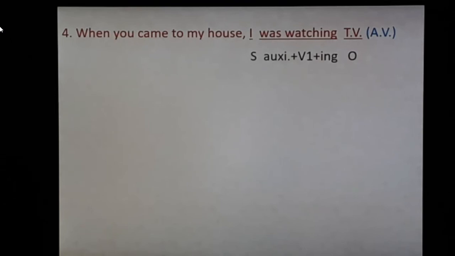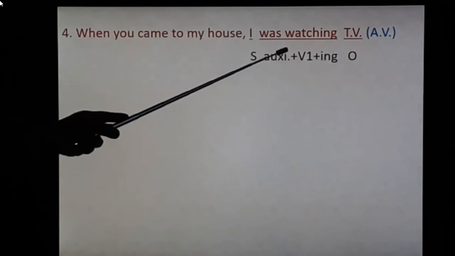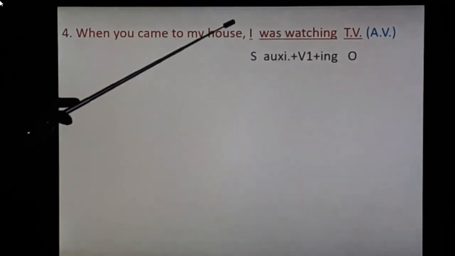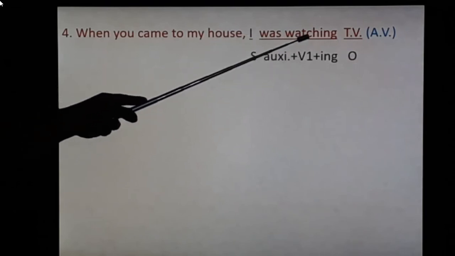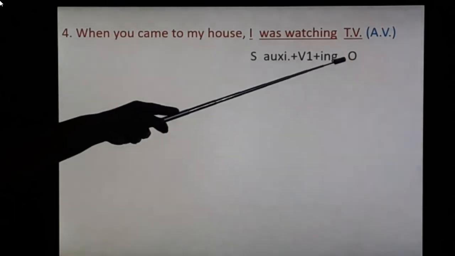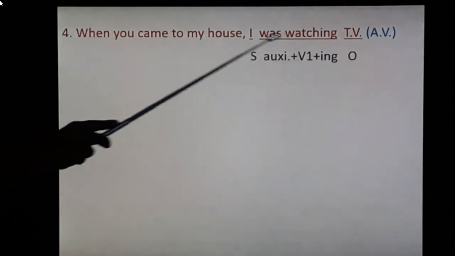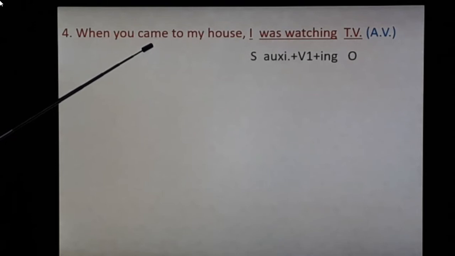Next, this is also a complex structure. When you came to my house, I was watching TV. So here I, subject, was auxiliary verb, watch V1 ing, and then TV, that is an object. This is active voice because here by is not given and V3 form is not mentioned.